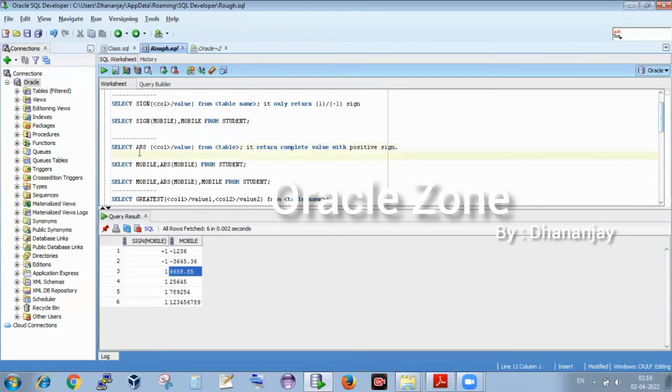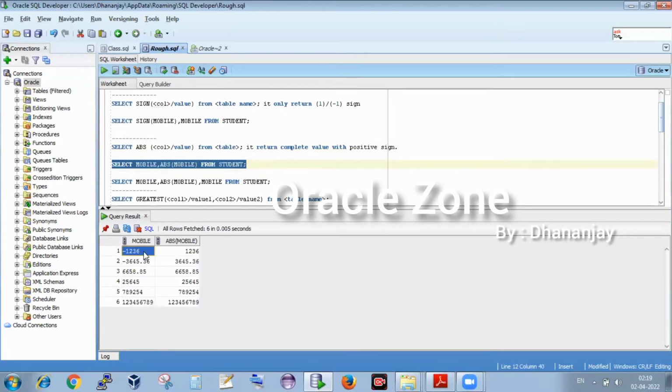Okay, so as per the syntax, what we can put here: select ABS, and here we can put the column name. So, ABS, select this mobile. For reference I am giving the mobile column and our function ABS, within parentheses I am giving this column name, like mobile from student. Let's execute it.